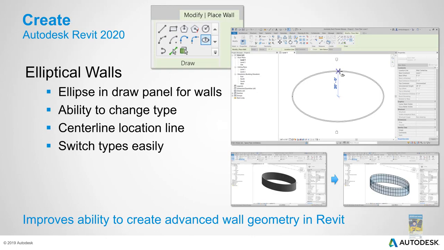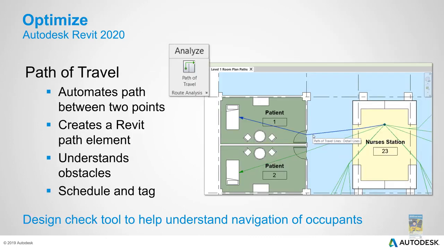Being able to create the elliptical walls is pretty straightforward within the Draw contextual panel. And obviously we can switch it from one type of wall to another. We have Path of Travel that automatically draws the path between 2 points. It creates an entity and you can look at the metadata of that entity, and it understands specific obstacles as well, and then you can schedule and tag that data if you need to.